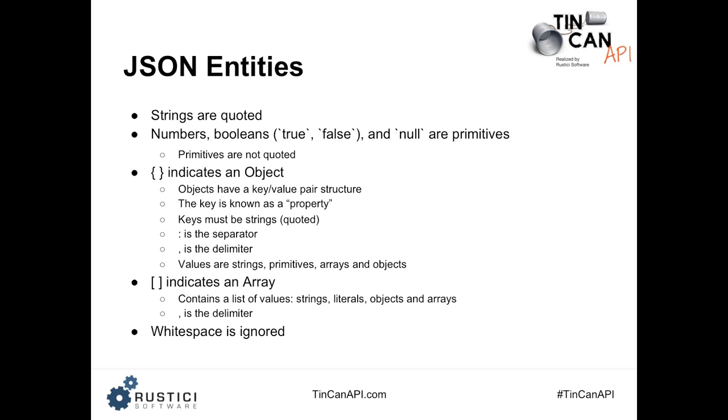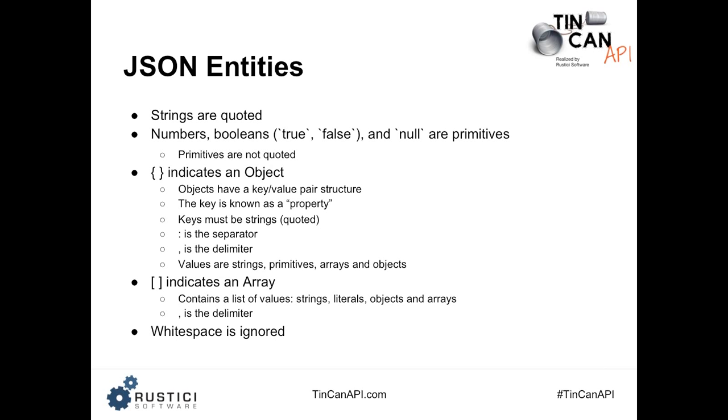When we see an open and closed brace, that indicates that we're seeing a JSON object. An object in JSON has a key value pair structure. In other words, we're going to have a left-hand side that's going to be called our key, and on the right-hand side is going to be a value. The key is known as a property in JSON, as well as in JavaScript objects themselves. Keys or properties must be strings, so they will be quoted.